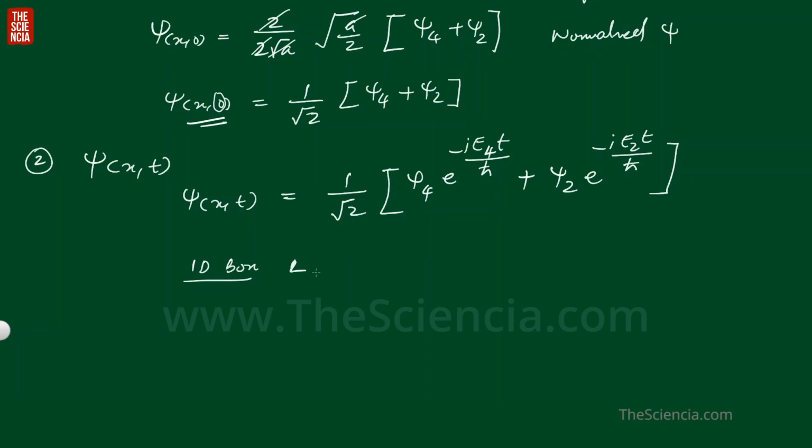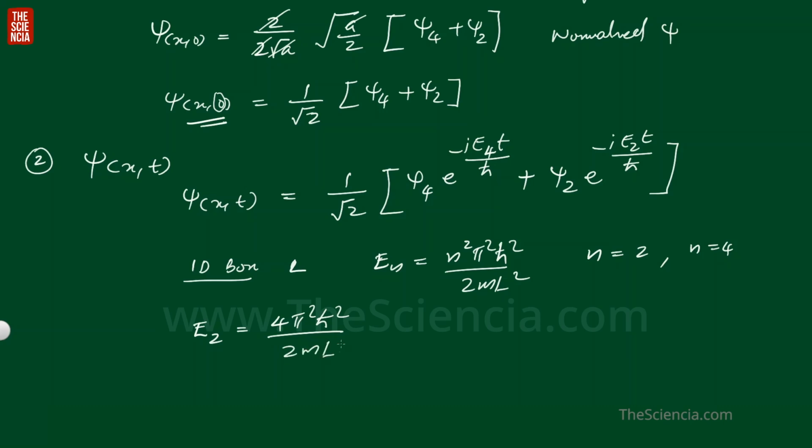of length L. So the expression for energy En is equal to n square pi square h cross square by 2 m L square. So by substituting n equal to 2 and n equal to 4, you will get the corresponding energy values, that is E2 is equal to 4 pi square h cross square by 2 m L square, and you get E4 is equal to 4 square pi square h cross square by 2 m L square. So by substituting these values in the above expression, you will get the wave function at a time t.